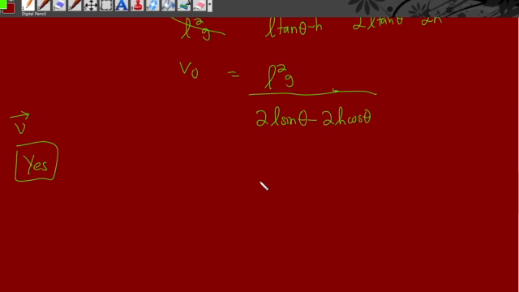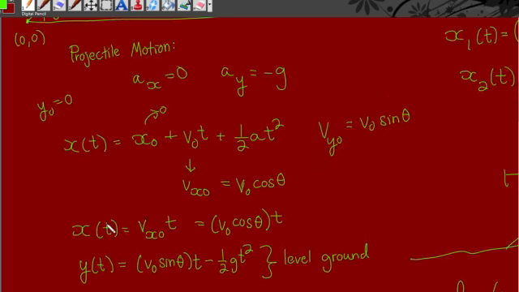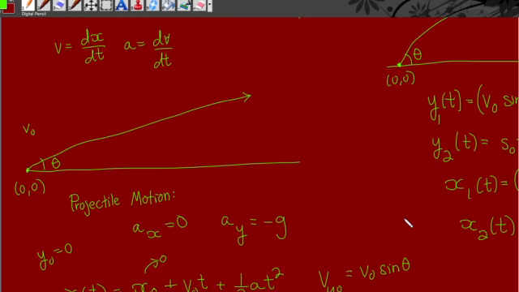Okay, so let's see what other problems are there. Okay, yes, I think that is pretty much it for this video. So this is for multi-dimensional kinematics. The three kinematic equations here can be used in the x, y, or z dimensions, and they only work if the acceleration is constant.